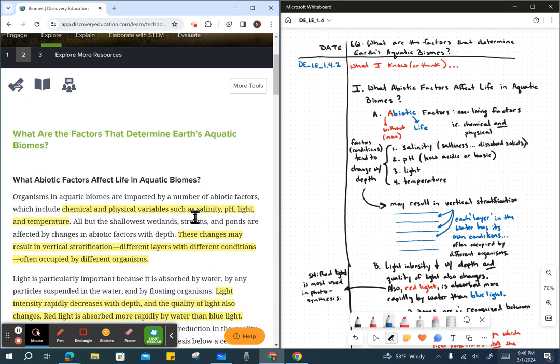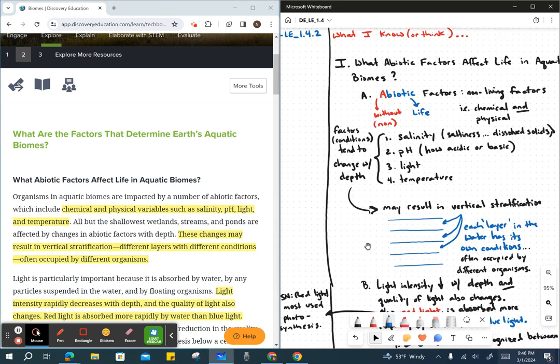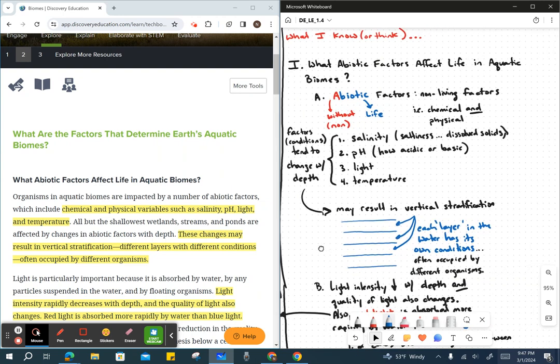All right, so let's go ahead and write down the essential question, put the date down. You may want to write down the reference Discovery Education Living Earth 1.4, Explore number 2, and hit pause. Tell me what you know, what you think. All right, so I'm hoping you did that.